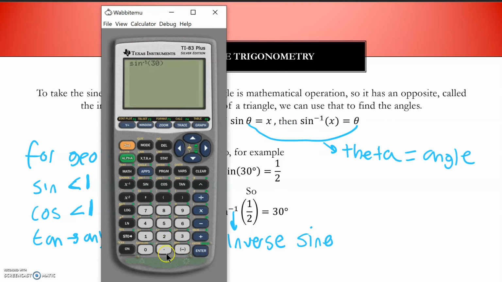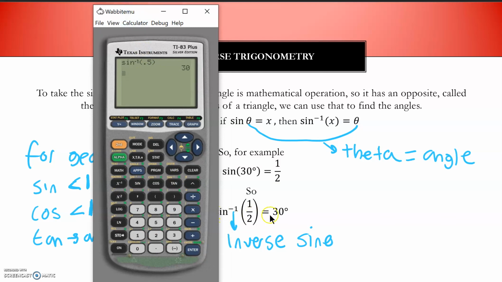We want to find sine inverse of 1/2, so you can use the decimal or the fraction version of that. Remember, on this, to do a fraction, you have to do numerator divided by denominator, so if you wanted to put a fraction instead of 0.5, you'd do 1 divided by 2. And then it comes up exactly the statement that we wanted: sine to the negative 1, so inverse sine of 1/2 equals 30.